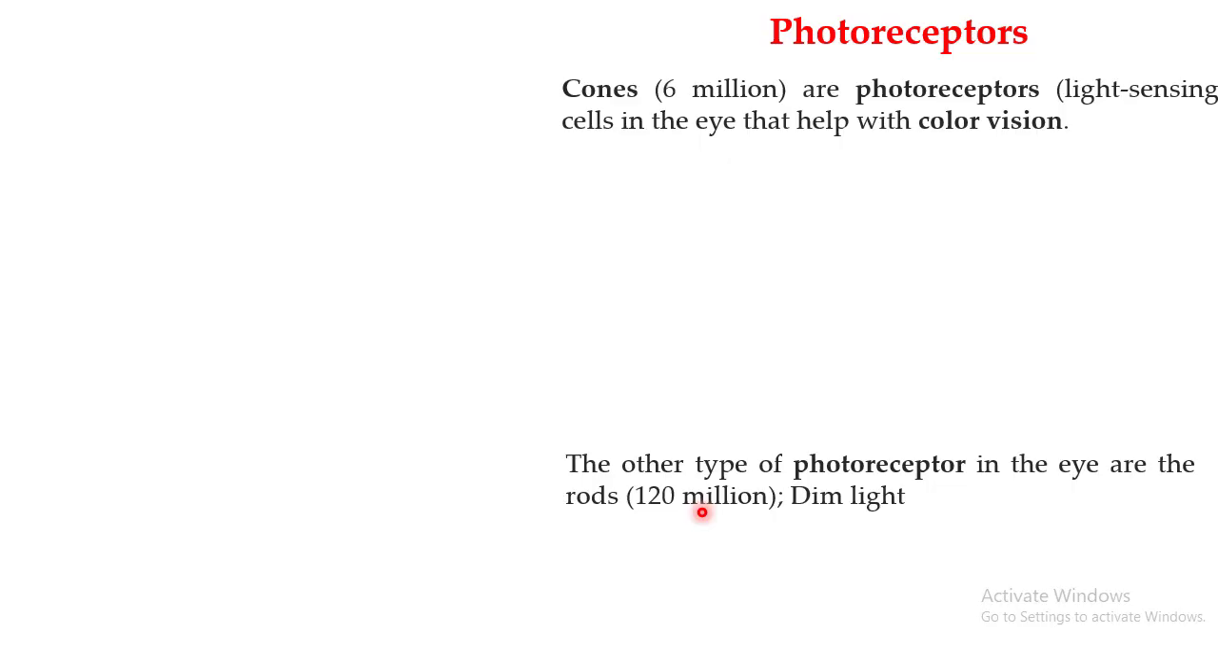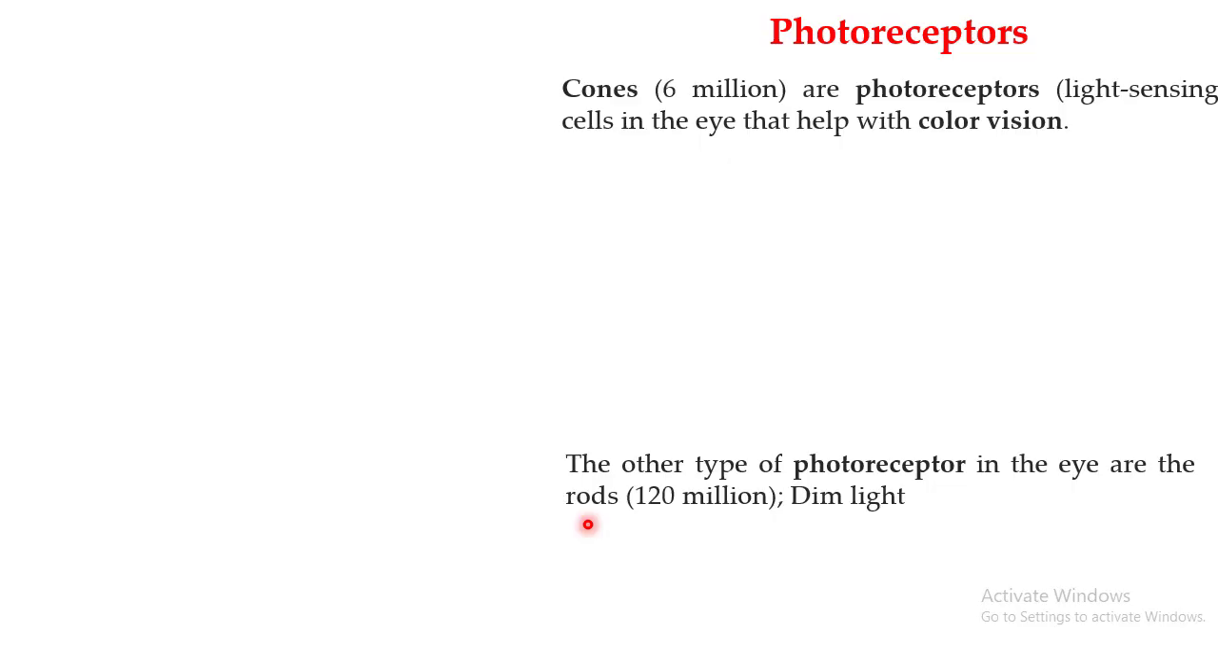So what is the difference between the cones and the rods? If both of them help you see things, there should be a difference between the two. The cones help you see things in bright light, and the rods help you see things in dim light. So when there is light, the eye uses its cones. When there is dim light, for example at night, the eye uses its rods to see things.